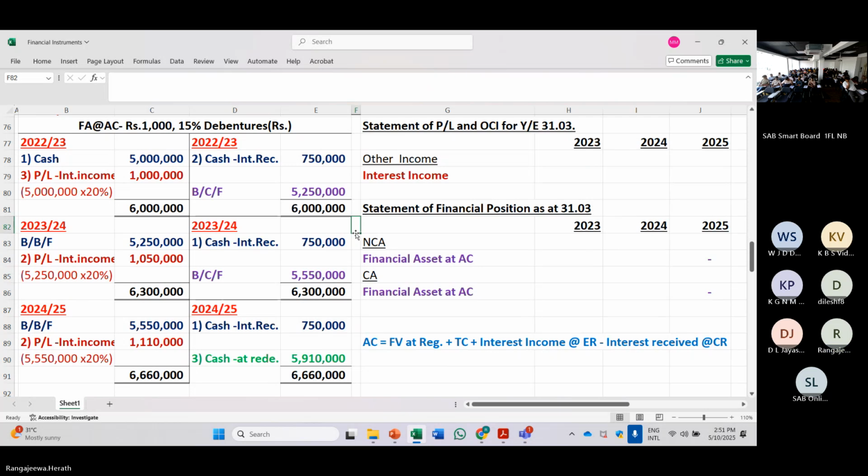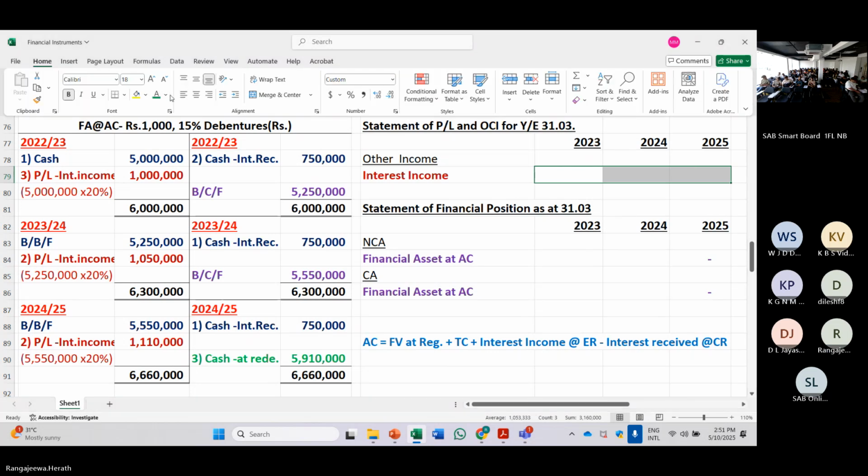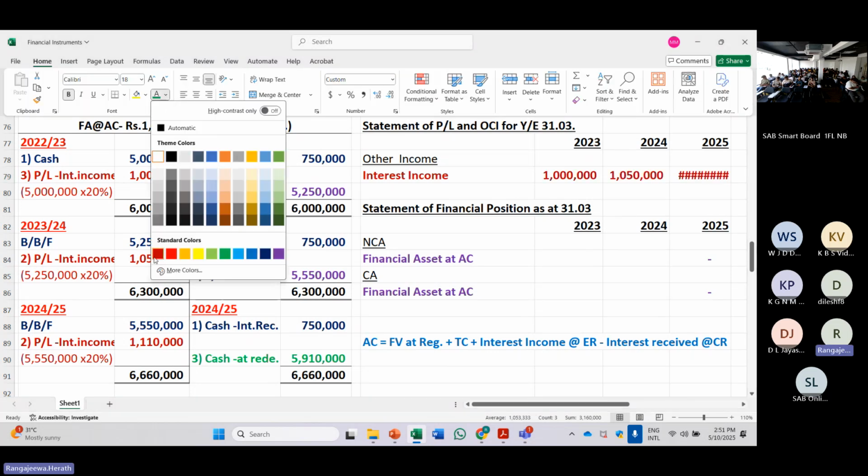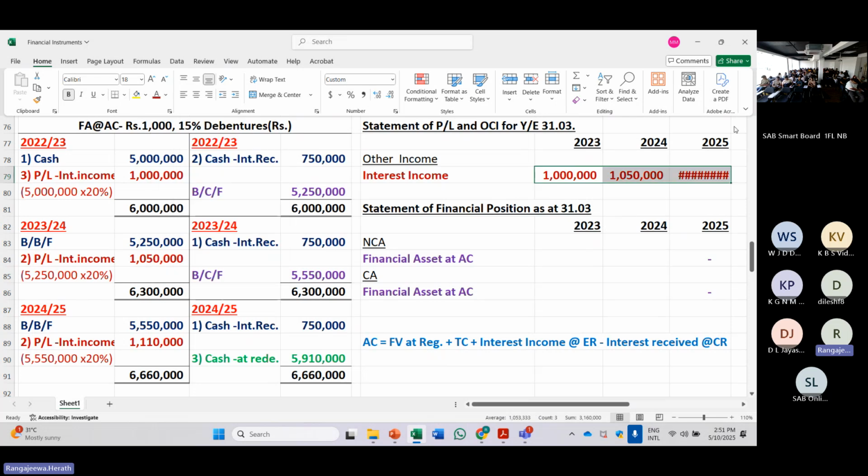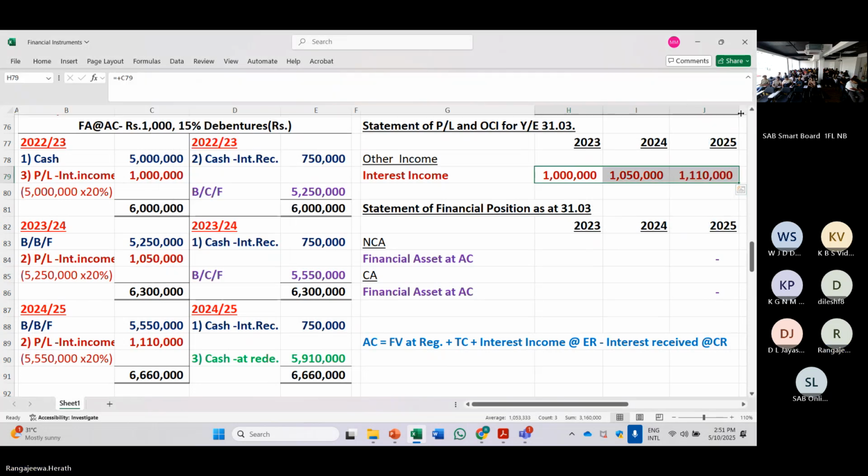Right. So now you can identify the interest income over the 3-year period. In the statement of profit or loss, we can recognize the interest income of each year.